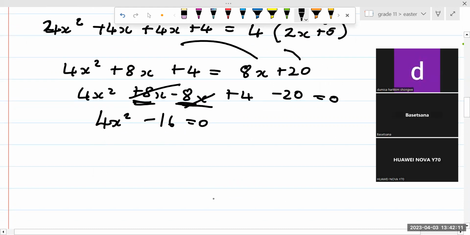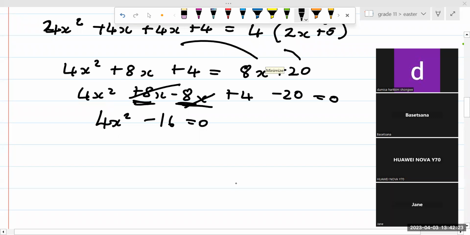Let's check. There's someone who's using a Nova Y70. Who's Nova Y70? Welcome, Zandile. All right, Zandile, we are factorizing here. Welcome.